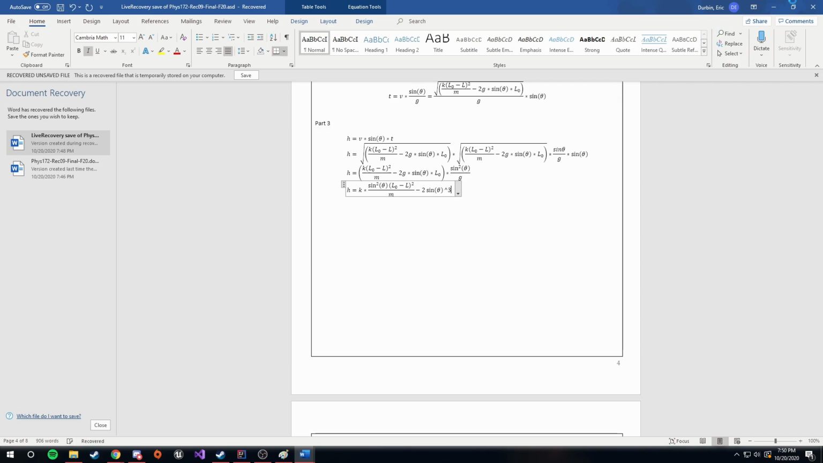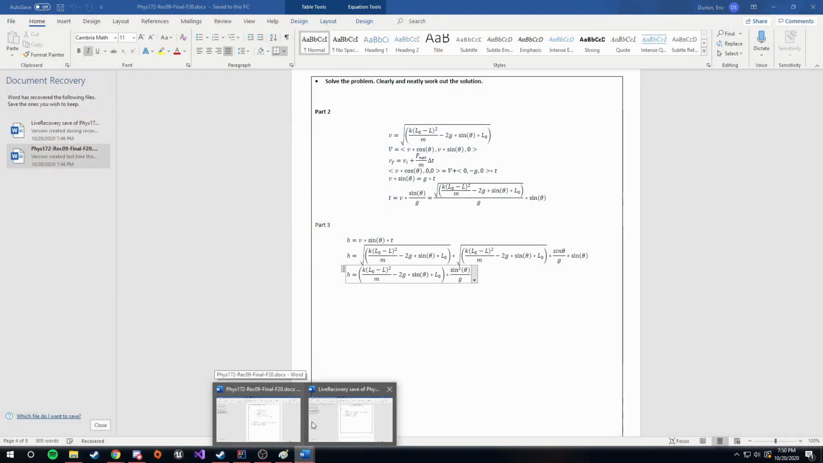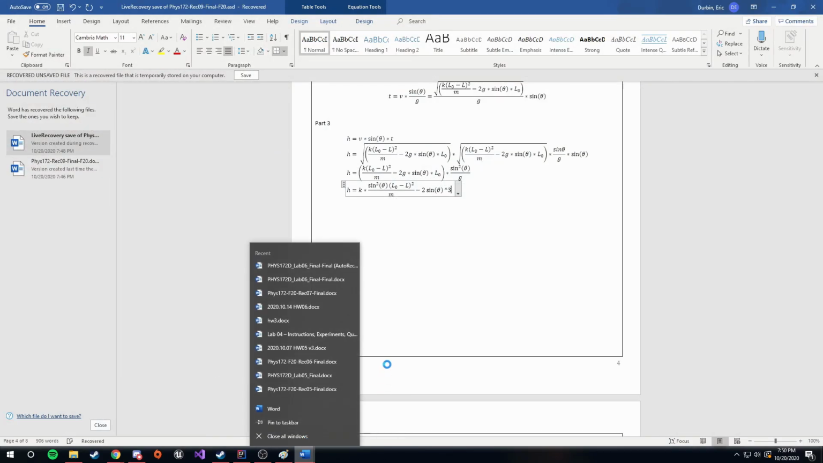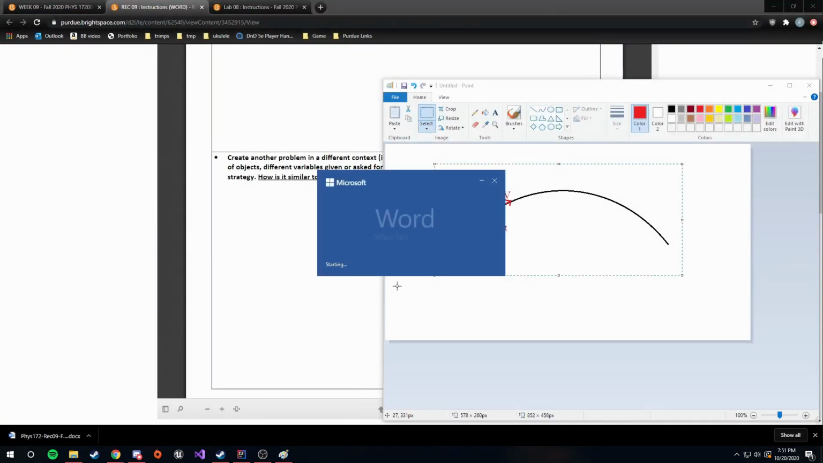Hypothesis is no longer valid. Well, you'll have to excuse me while I... Why are you still simplifying that equation? Don't we just have h equals v sine theta t? Why can't we just use that?